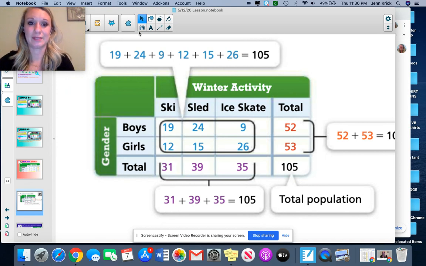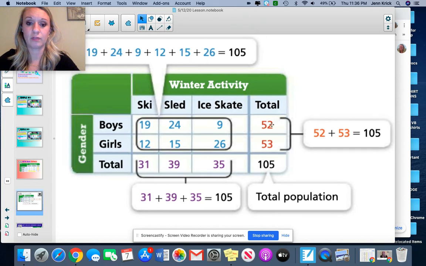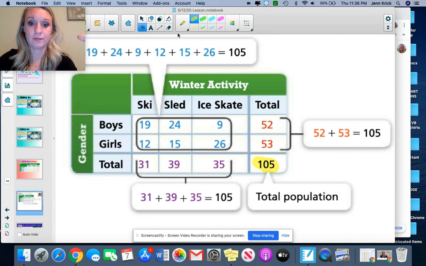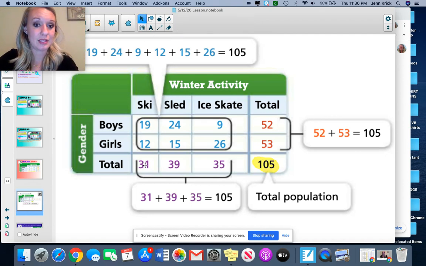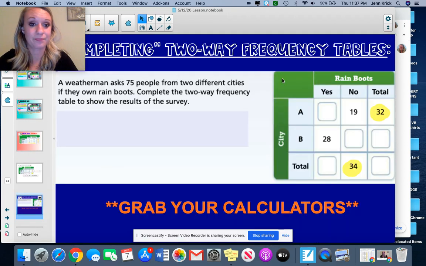I wouldn't use that as much, but it's showing you that if you add the total of boys and girls, 52 plus 53, you get the 105 total population. And if you added the 31, 39, and 35, like all of your totals, if they like to ski, sled, or ice skate, that also gives you 105. So you've got a lot of options to find your grand total or to fill in, and I'm going to show you how to do that right here.